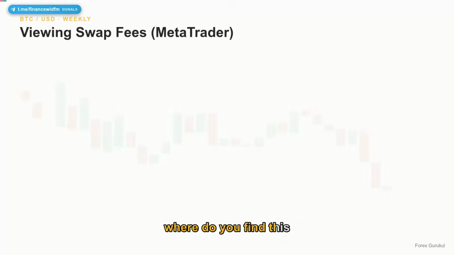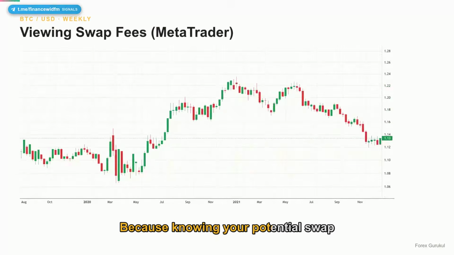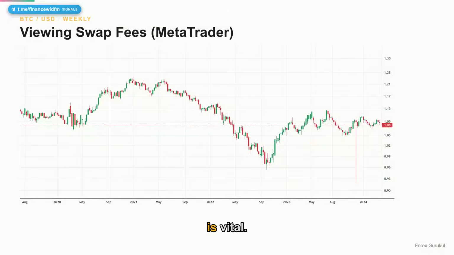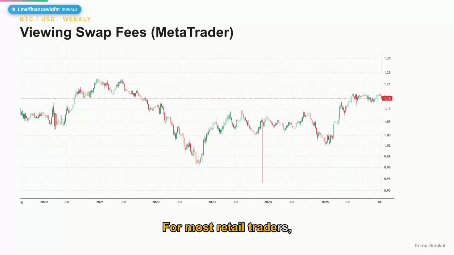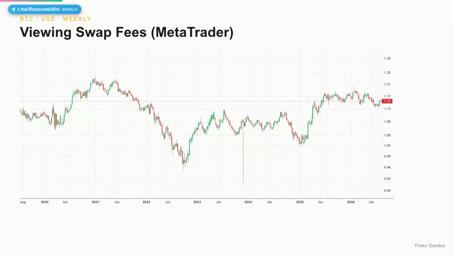Now, where do you find this information? Because knowing your potential swap before you enter a trade is vital. For most retail traders, MetaTrader is a common platform. So let's look at a live euro-dollar chart. On MetaTrader, you can find swap rates in a couple of places.